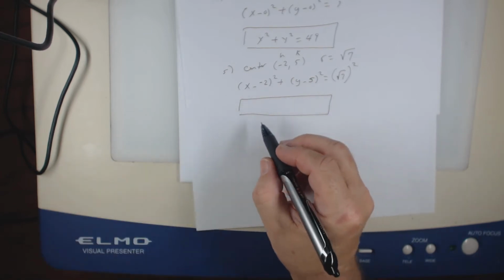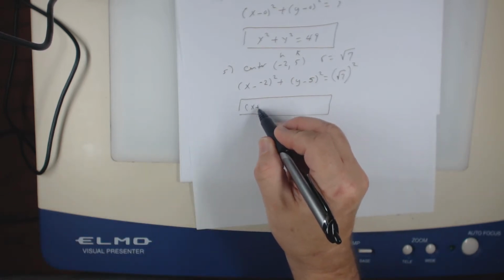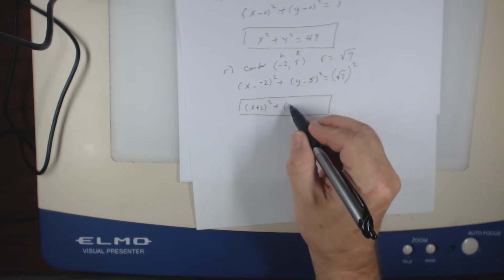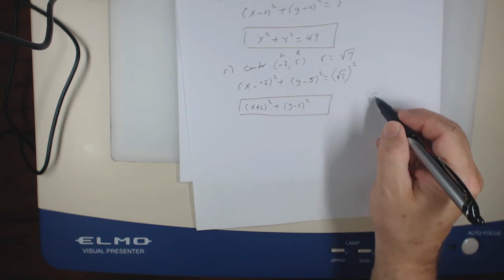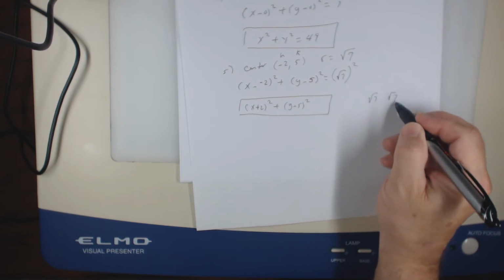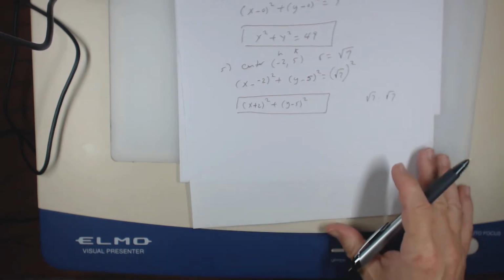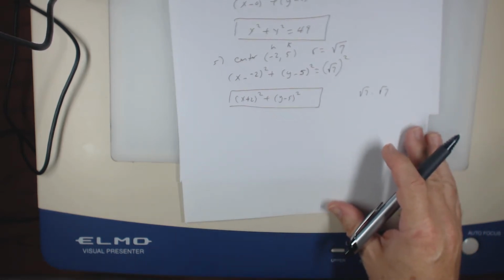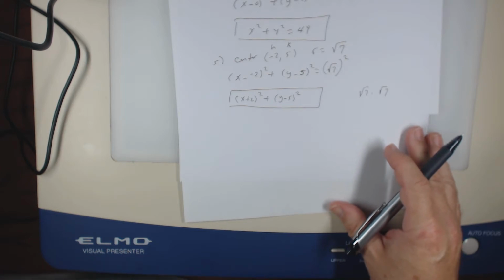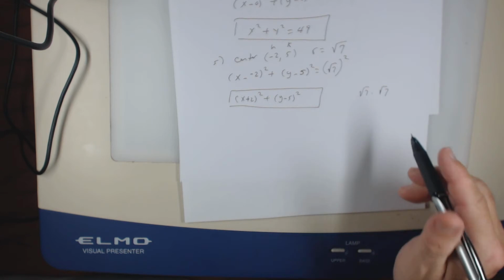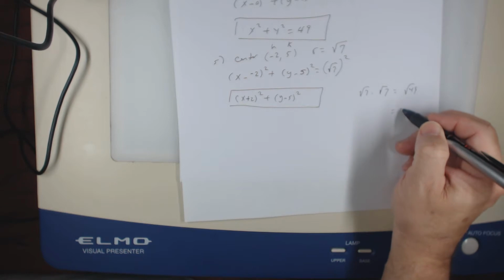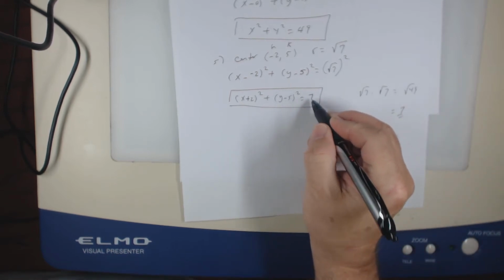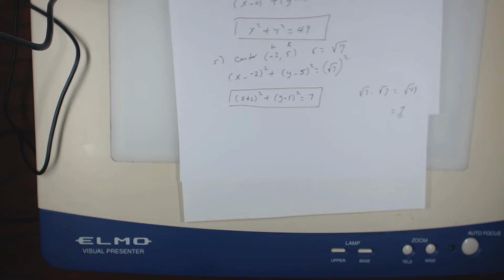X subtract -2 squared is the same thing as x plus 2 squared. This is going to stay the same. All right, now let's think about the square root of 7 squared. Remember, the square root of 7 squared means the square root of 7 times the square root of 7. What is that? It's just 7. If you need to say 7 times 7 is 49, and the square root of 49 is just 7, go ahead. So 7 goes there.